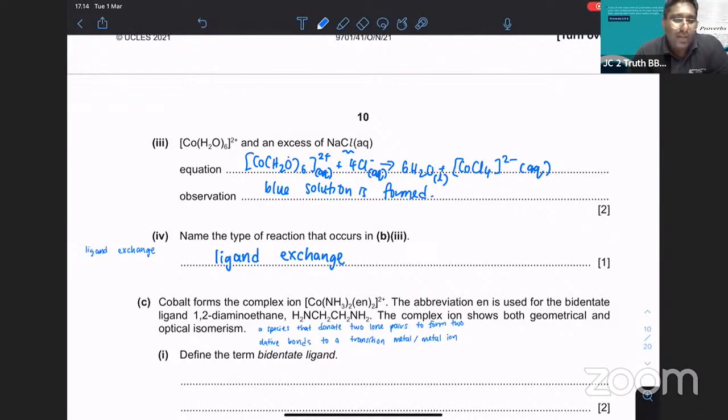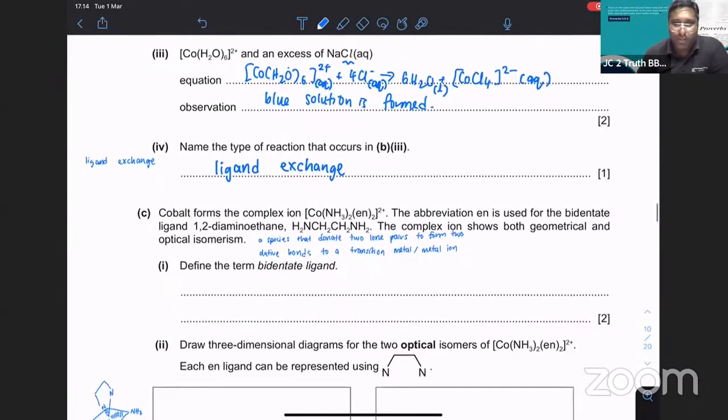Now, cobalt forms the complex ion. So you have 2 ammonia and en. En is a bidentate ligand. If you have a bidentate ligand, it means one en has 2 coordinate bonds. So if you have 2 bidentate, then 4 plus another 2, 6. So we are talking about 6 coordinate bonds. The abbreviation en is used for the bidentate ligand. So they have given you information over there. The complex ion shows both geometrical and optical isomerism.